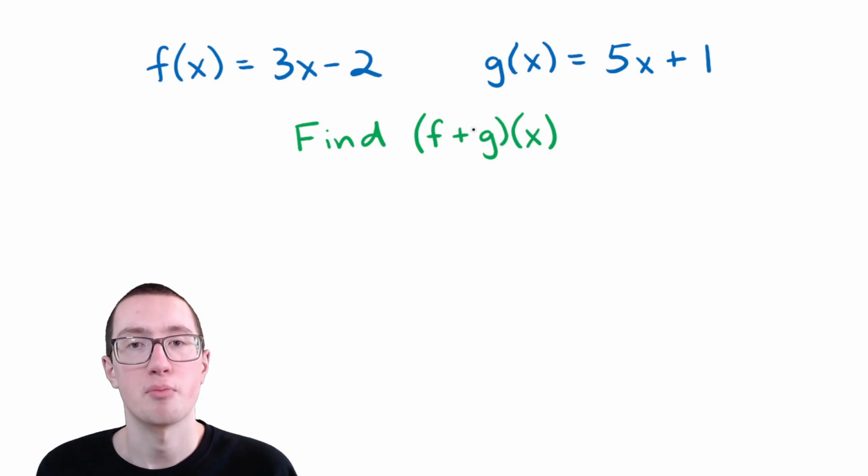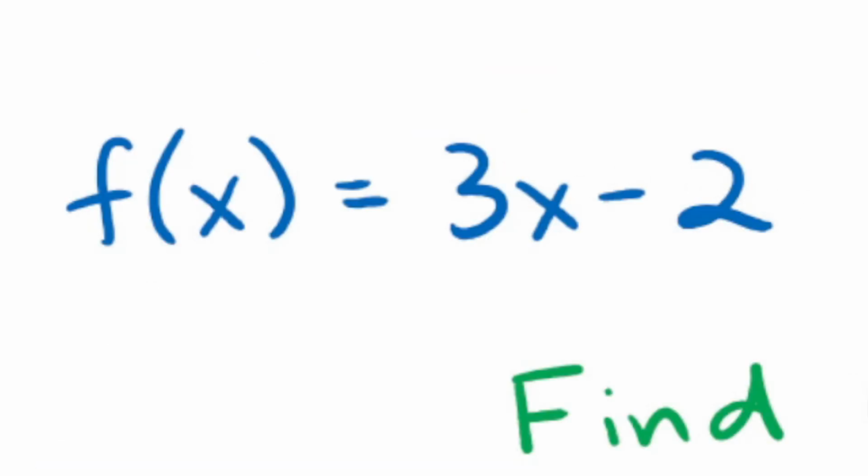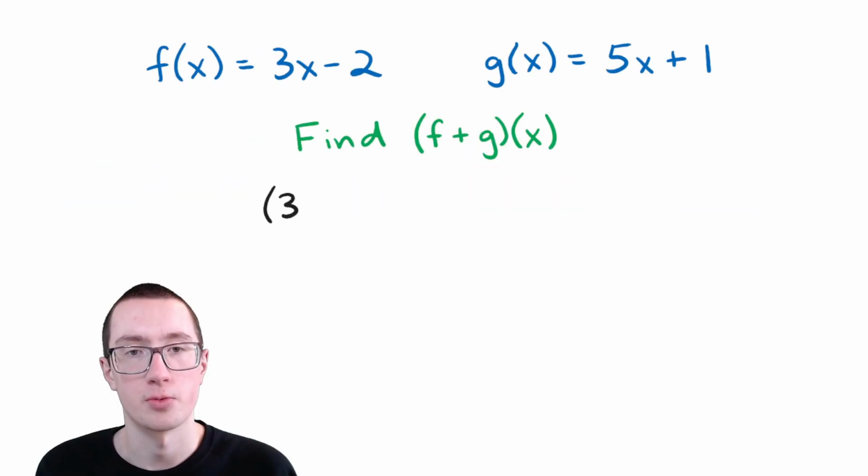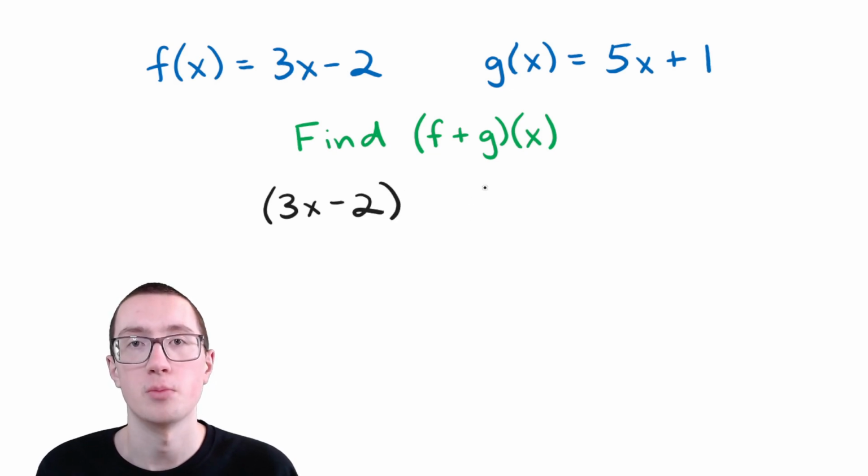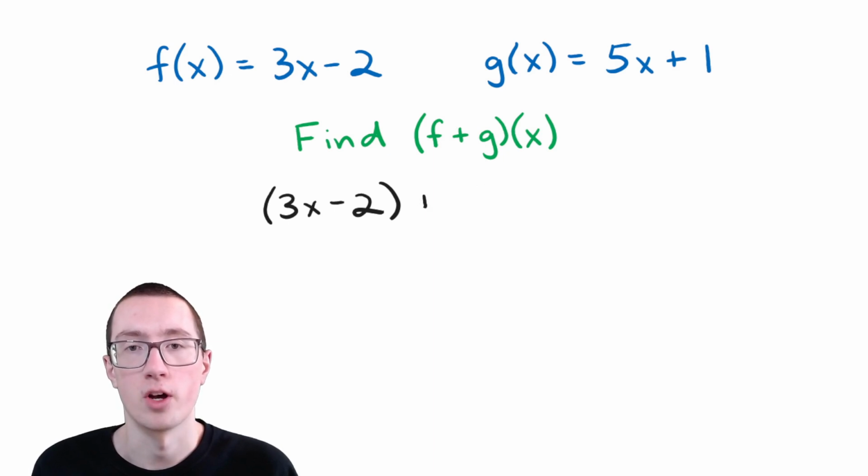So whenever you see f plus g of x, that just means that you need to add the functions together. So what is f of x? Well, f of x is 3x minus 2. So we're going to put 3x minus 2, and we'll put it in parentheses. When we do later problems, you'll see why. And then we need to add g because it's f plus g. Well, g in this case is 5x plus 1. So we're going to add 5x plus 1.